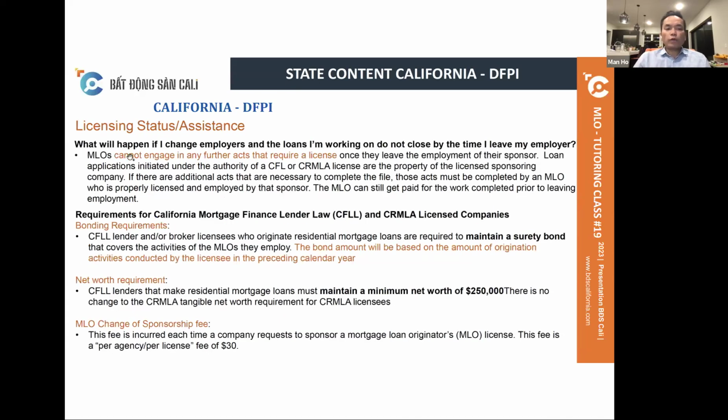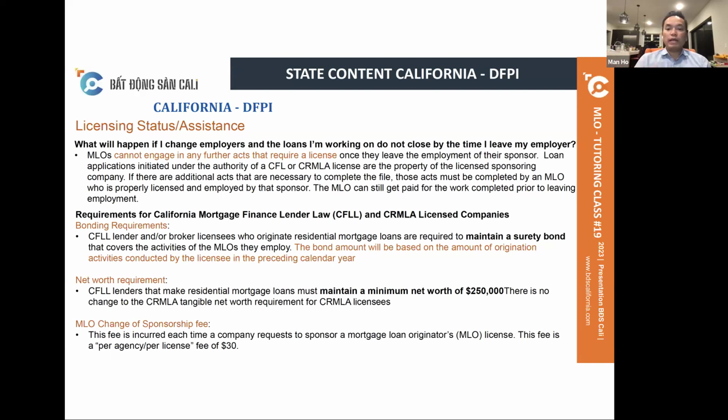Okay, continue. What will happen if I change employers and the loan I'm working on does not close by the time I leave my employer? Okay, so let's say you practice as an MLO, right? In the process of helping 5 customers, 5 borrowers, you decide that you want to switch to a new broker or new employer. What happens to those files? Okay, MLOs cannot engage in any further acts that require a license once they leave the employment of their sponsor. So meaning for the sponsor that you leave, right, you cannot touch any of those files.